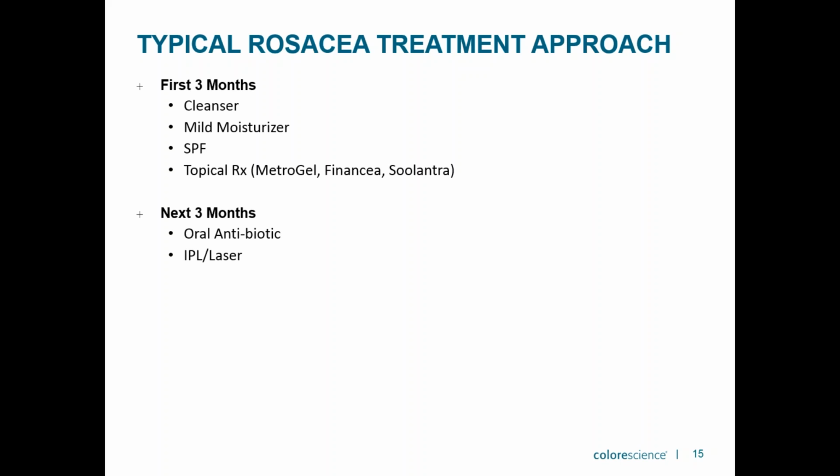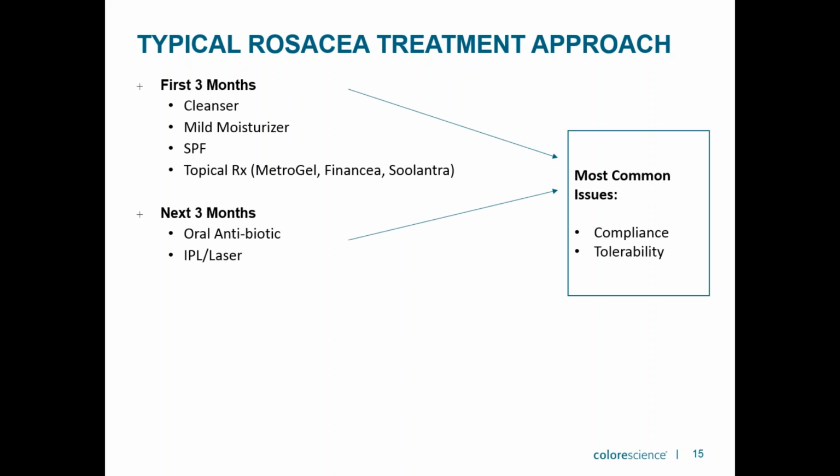If that's not getting them anywhere, in the next 3 months, they'll possibly start them on an oral antibiotic and start maybe with some IPL or BBL laser treatments to help with the flushing and the redness. And again, probably no secret here, it's the compliance of these treatments and the tolerability, which is always a challenge when something's chronic. And again, because they're so sensitive, it's just very challenging.